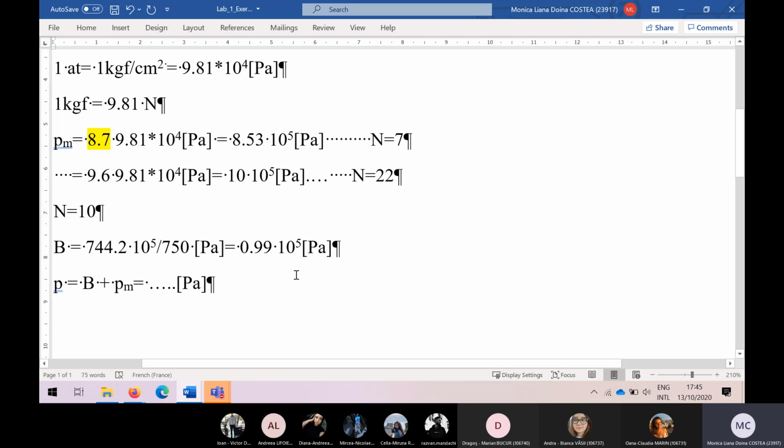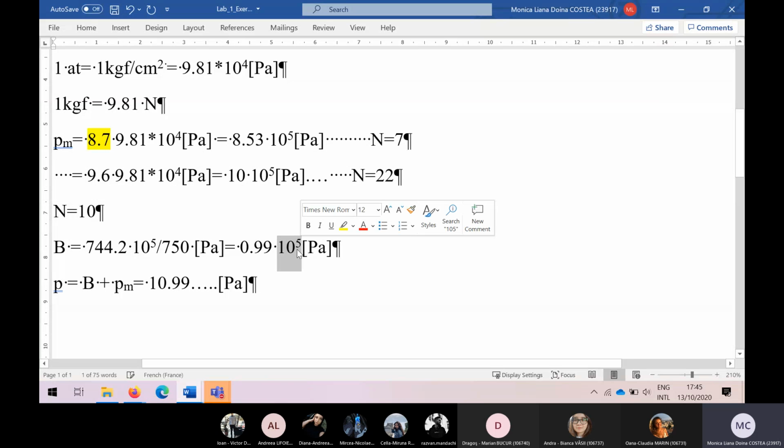And finally, we are in the position now to compute the absolute pressure. You see that I didn't associate the pressure to a state. So you just do the sum of them and give the value in Pascal. So for Andra it is 10.99 times 10 to 5 Pascal.